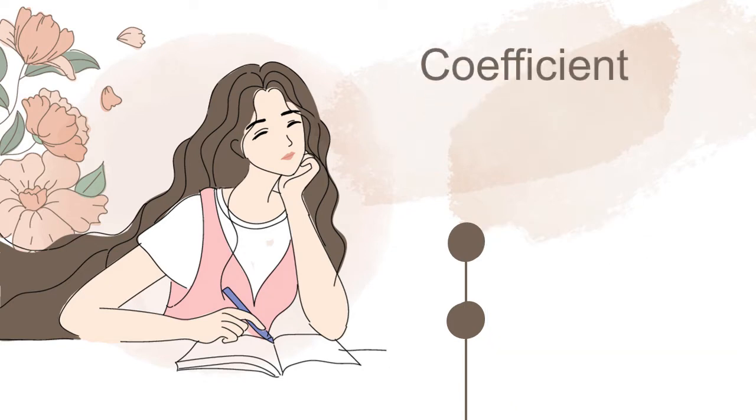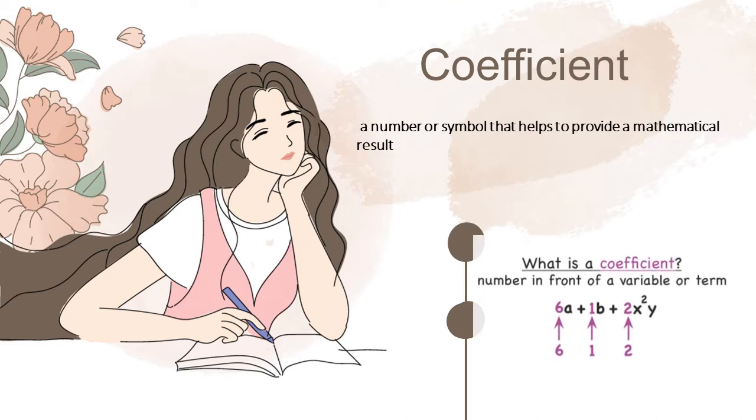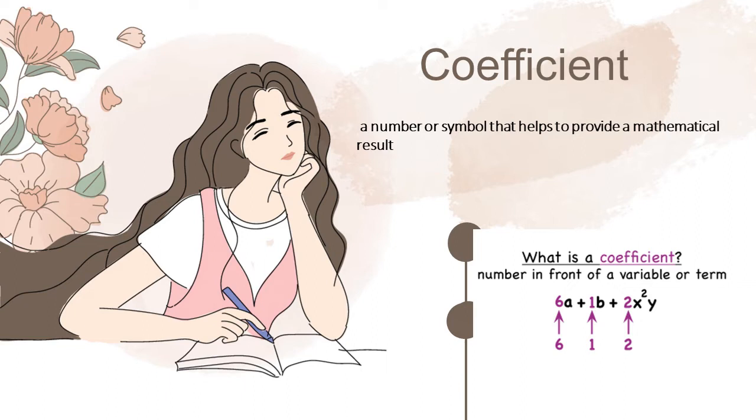Next, we have coefficient. The definition of a coefficient is a number or symbol that helps to provide a mathematical result. A number or symbol multiplied with a variable or an unknown quantity in an algebraic term. So a coefficient is a number in front of a variable or term. We have here an example from the expression 6a plus 1b plus 2x squared y. The coefficients are the following: 6, 1, and 2.